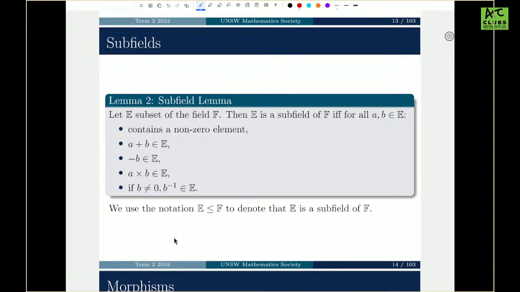Okay, so subfields. Let E be a subset of the field F. Then we have a subfield if we have these things satisfied. So existence of a non-zero element. We have closure under addition, additive inverses, closure under multiplication, and closure under multiplicative inverses.